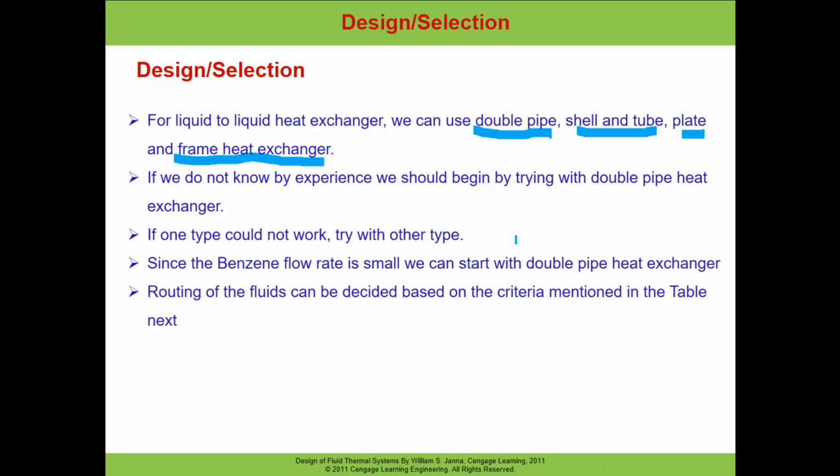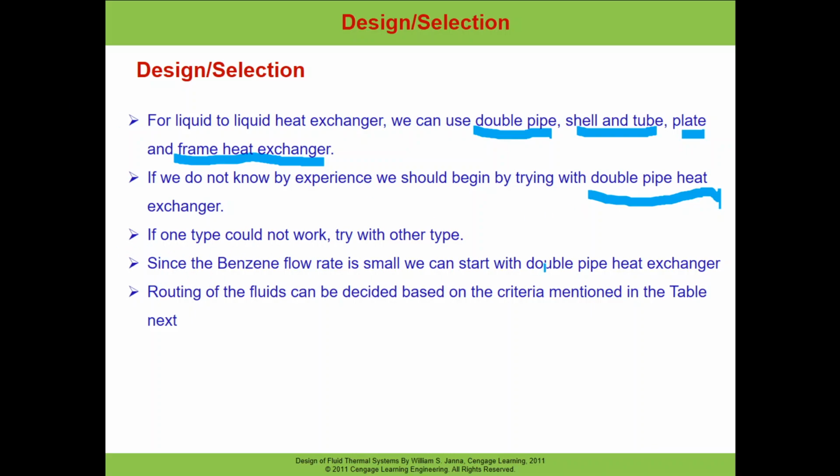So it depends upon our experience, how much experience we have, and based on that we can say what type of heat exchanger can be suitable for the given condition. But as a matter of experience, we start with the double pipe heat exchanger. If it meets your requirement, then fine. If it doesn't meet your requirement, then you go for a higher capacity or lower capacity heat exchanger. For higher capacity, you can go for a shell and tube type of heat exchanger.